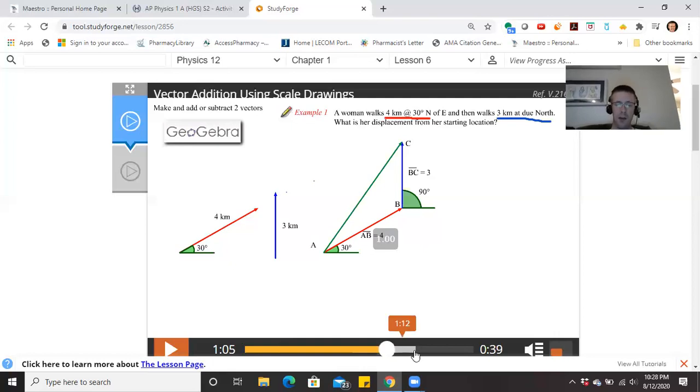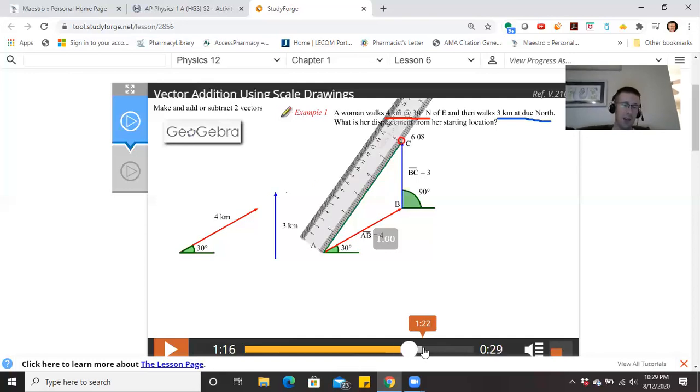And what you can do is measure the length of this resultant vector, and then using the scale that you designed as the architect of your drawing, you can convert that size into an actual quantity that makes sense in the context of the problem, in this case, kilometers. But you would need that conversion factor that you selected to be your scale. So you can see they're walking us through this. They're taking that ruler, they're measuring the length of this resultant vector that we drew.